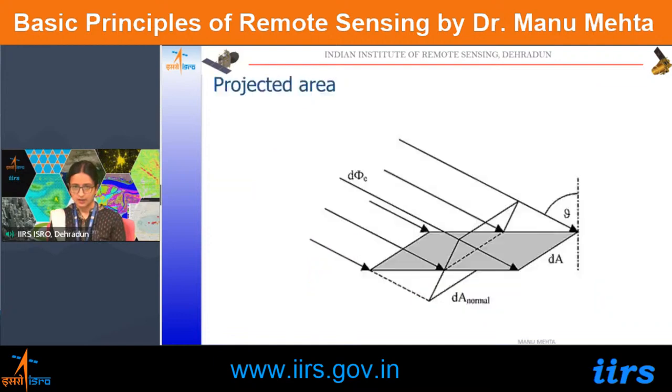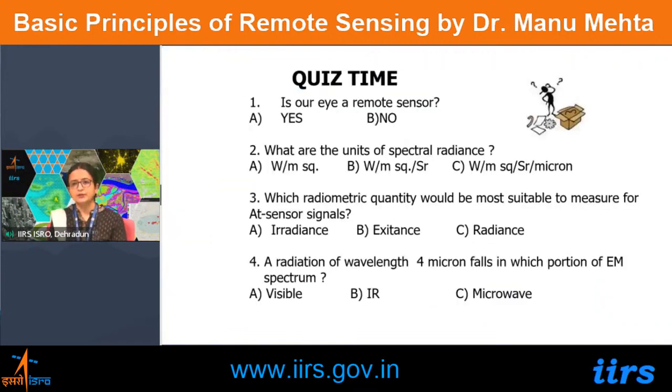Now, before we move ahead, I think we can have a 5 minute break with a quiz for you. Number 1, is our eye a remote sensor? Number 2, what are the units of spectral radiance? Number 3, which radiometric quantity would be suitable to measure at-sensor signals? And lastly, radiation of wavelength 4 microns falls in which portion of EMR? So let's take a break for 5 minutes and I'll be back with the answers to these questions and moving ahead.